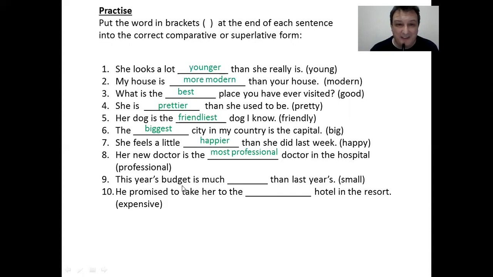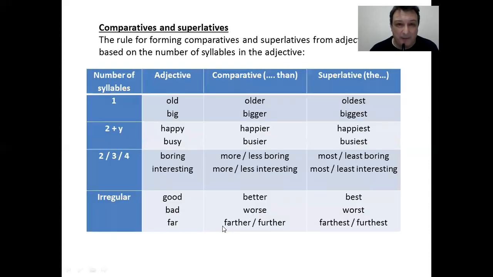This year's budget, the money we have, is much than last year's. So it's a comparison, much smaller than last year's. And number 10, he promised to take her to the hotel in the resort. We have the, so we need to say the most expensive hotel in the resort. Okay. All right, guys, that's just a quick few examples, but these are the rules.